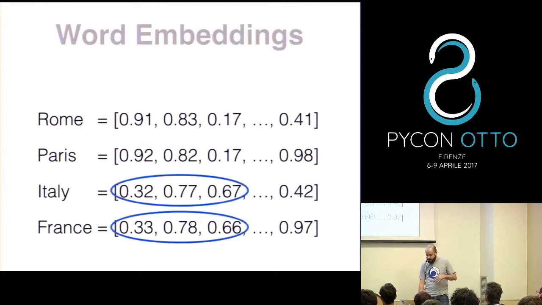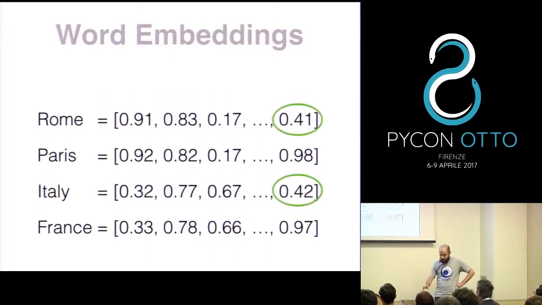Similarly, Italy and France, they're similar. They're both countries. They're both in Europe. They're both nice places to visit, and so on. So a few dimensions are sort of close to each other. But also Rome and Italy have something in common, right? Rome is the capital of Italy, so there is some sort of semantic relationship going on, and we want that to be captured by some other dimension. And likewise between Paris and France, of course.